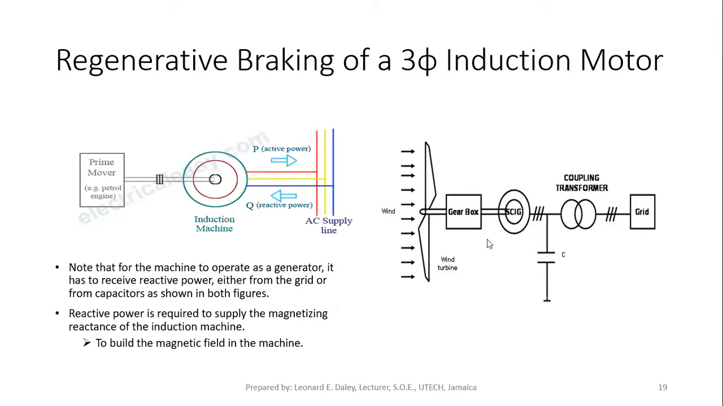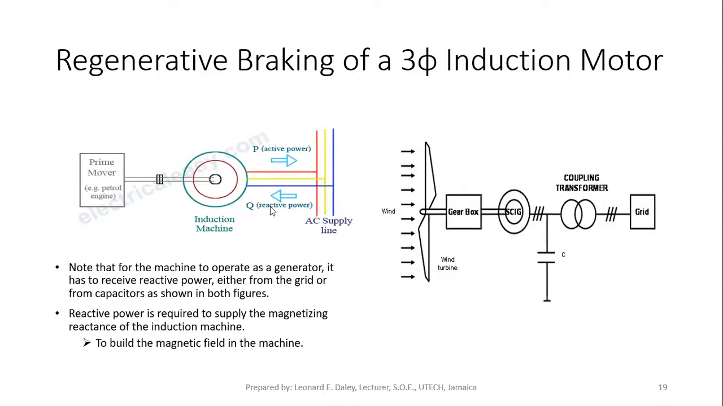All right, what I need to point out is that when the machine is operated as a generator, it also has to receive reactive power from the supply. So this is showing that reactive power flows into the machine, although real power flows from the machine to the supply line. All right, and the prime mover would be driving the shaft above synchronous speed.